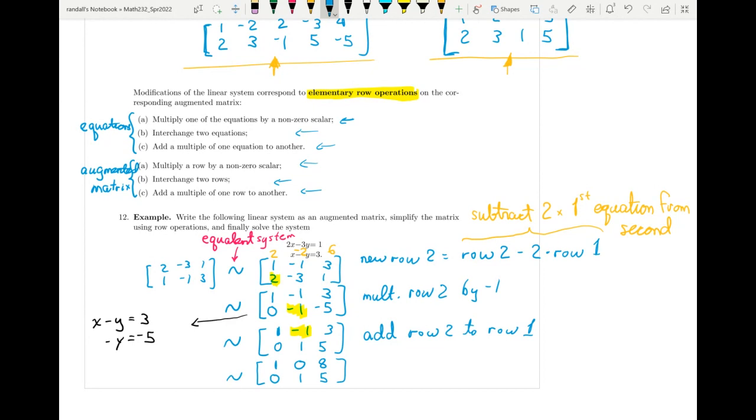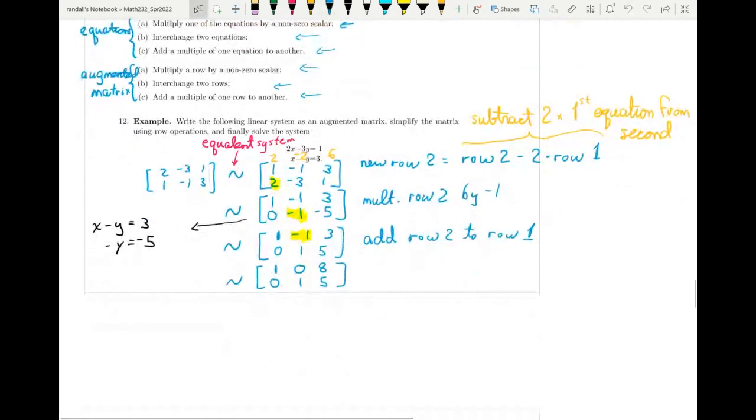Okay. Now this is a pretty simple equation, or augmented matrix. So this corresponds to the system now. Let's write it out. x equals 8, y equals 5. Okay, so that's how far I've simplified my system. And I'll stop here because this is simple enough for me to read off the solution set.